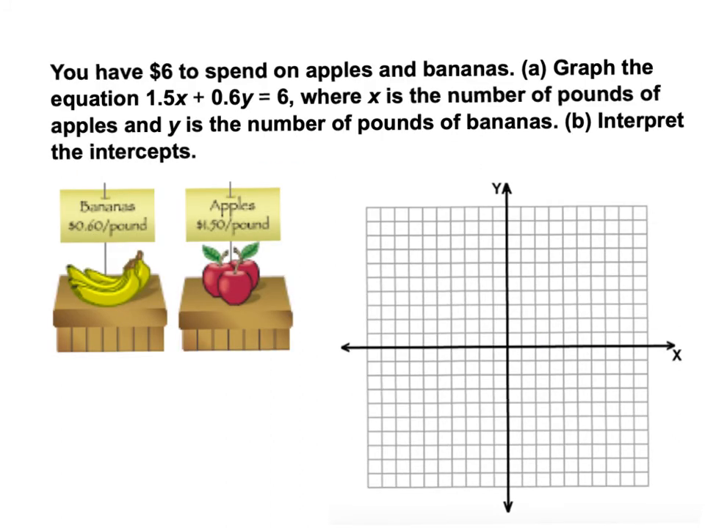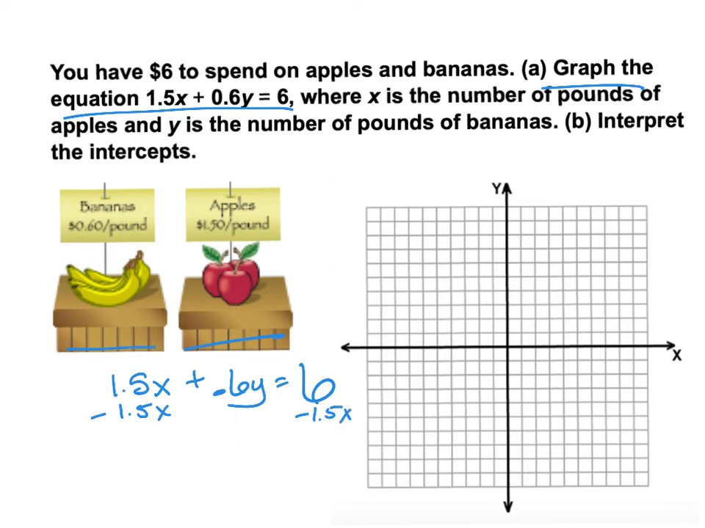We can do a couple of things when we talk about intercepts with our graph. Our equation for this one is 1.5x for the apples, it's kind of turned around, plus 60 cents y for the bananas, and we spent a total of $6. So graph the equation is the first thing they're asking us to do. So I'm going to subtract 1.5x on both sides. So I get 6/10 y equals negative 1.5x plus 6.